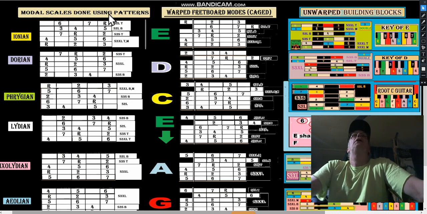These color diagrams just reinforce what's over here. Modal scales done using patterns. When I say patterns, it means unwarped. So these are the patterns. This is the same pattern as this. See, R, 2, 3, here's R, 2, 3. 4, 5, 6, you got 4, 5, 6. Then you go into the top of an S3S, because the 5, 6 locks you into that S3S. So you can finish that S3S up there. Then, of course, a 2 goes through a 3 on the S2L. You stick the S2L right there, and you go 3, 4, 5.